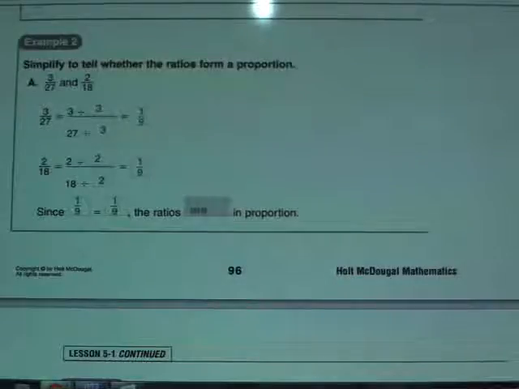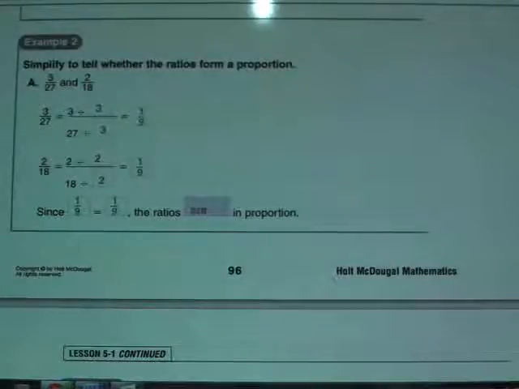There are other options here. What might be easiest is to take and just divide these out and change them to decimals. And if you get the same decimal, that means they're in proportion. If you get different decimals, they're not. Remember, to change these to decimals, you do top divided by bottom.